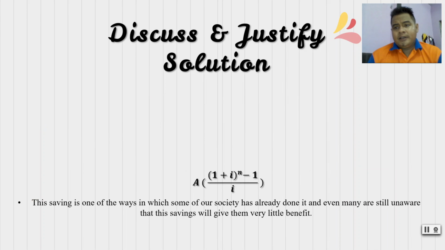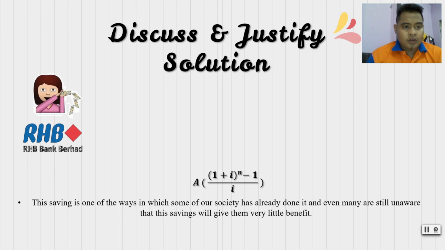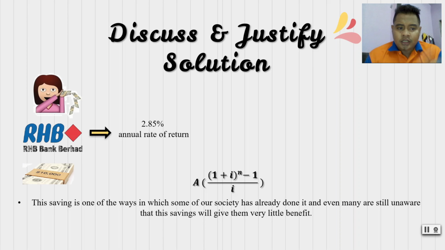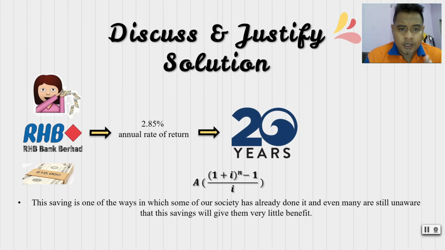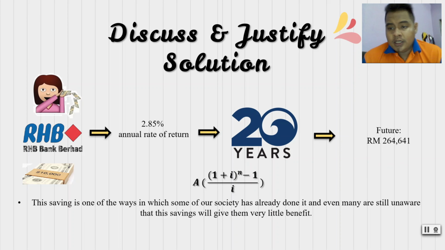So as the example, take Lisa, who spent 10,000 in RHB Bank, and the annual rate of return of RHB Bank is 2.85%. Then Lisa saves for 20 years, and she gets a future value of RM264,641. This saving is one of the ways that some of our society have already done, and even many are still unaware that this saving will give them very little benefit.